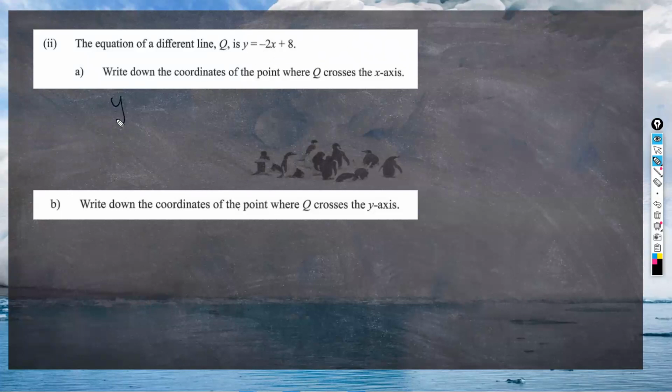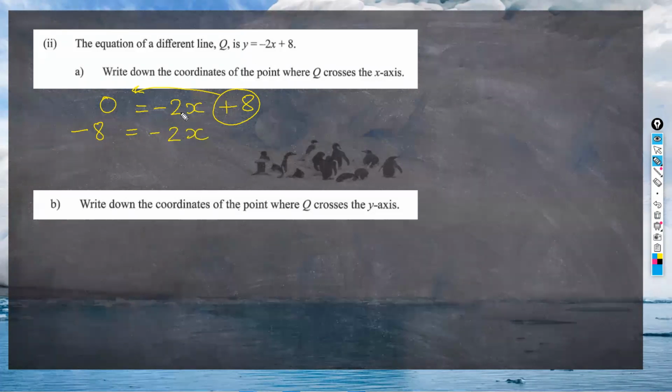So the equation is y is equal to minus 2x plus 8. All we have to do is replace the y with 0. So we throw across positive 8. And when you throw across positive 8, you will get minus 8. But a few people forgot that when you're throwing across the minus 2, which is a multiply, don't we get a divide? We end up dividing minus 8 by minus 2. So it's positive 4.